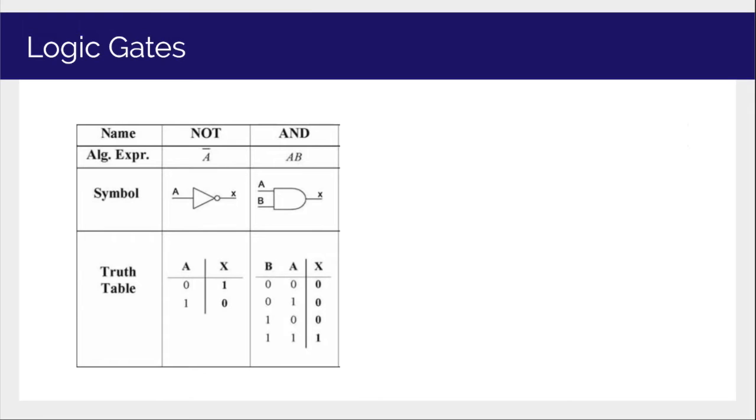The symbol for this is kind of like a square with a semicircle. I'm not sure what you call that, but it takes in two inputs, A and B, and returns one output, which is X. And then you can see the truth table, it only returns true when both A and B are true.